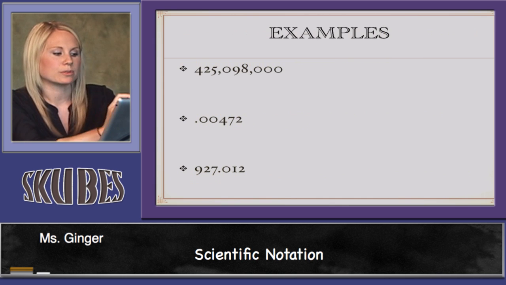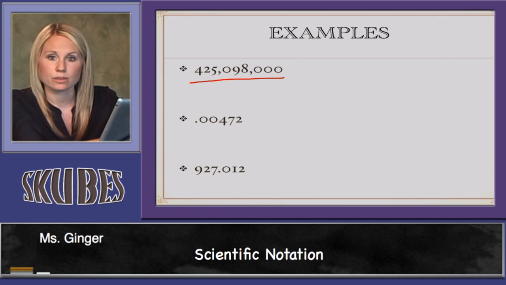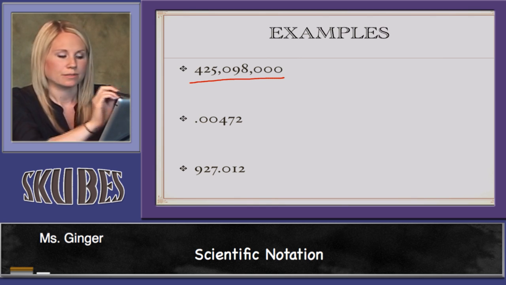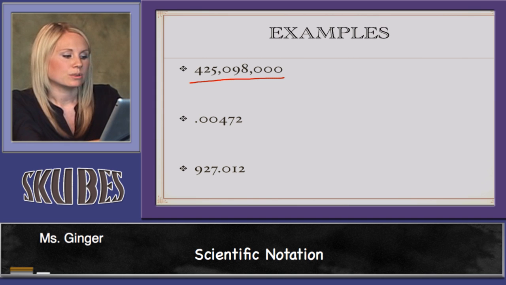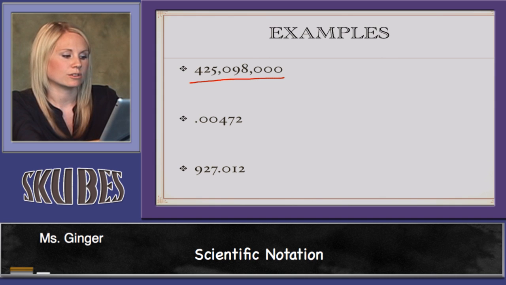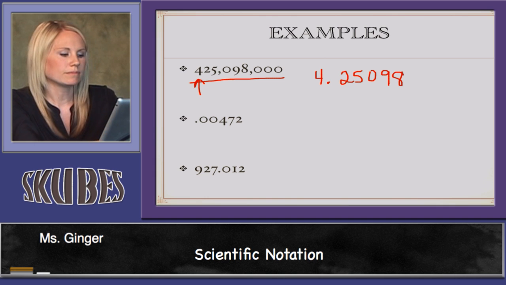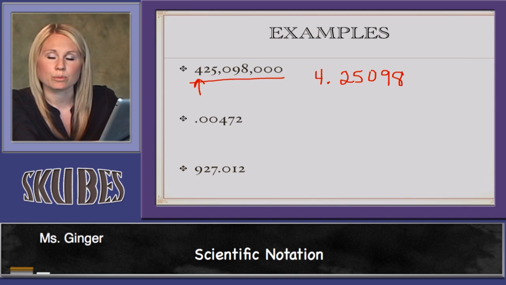So here are some examples. Notice that this is a very large number and is definitely bigger than 1, so our exponent is going to be positive. The first thing we have to do is place our decimal after the first non-zero digit, and that is our 4. So I'm going to rewrite all of these digits, placing the decimal there. Okay? I will not need these zeros because that's going to be taken care of when we write this as multiplied by 10 to a power.